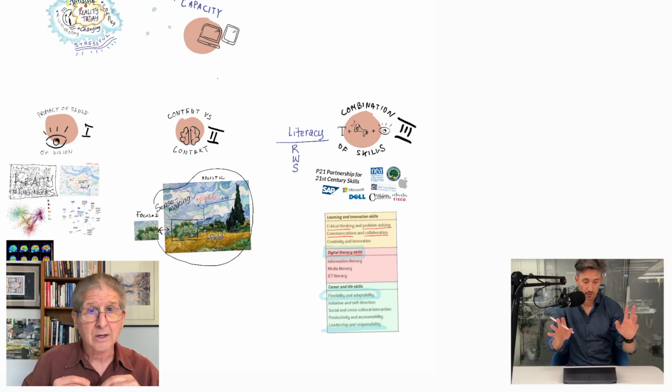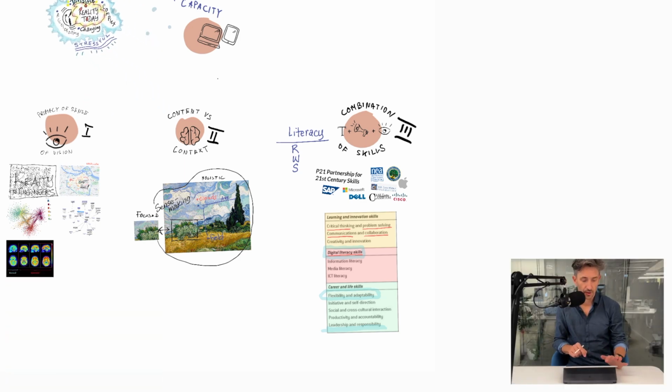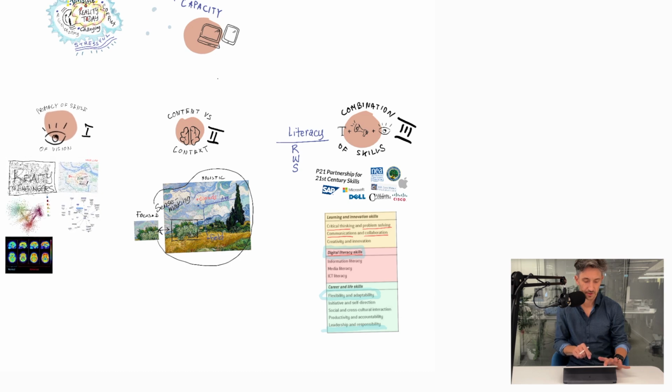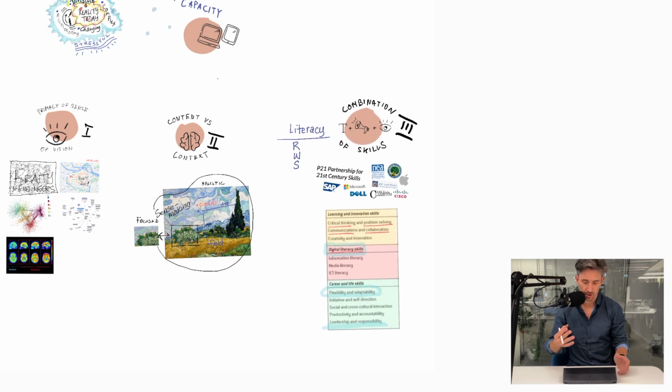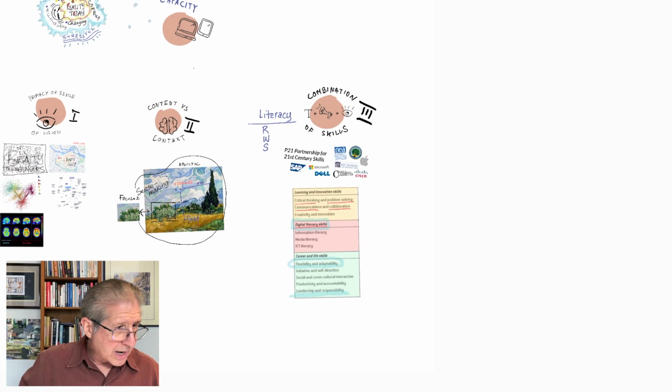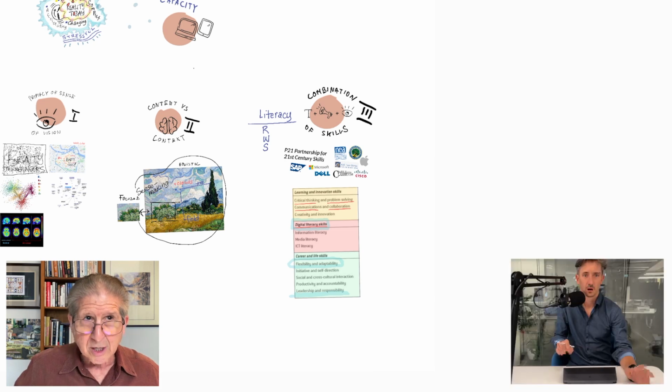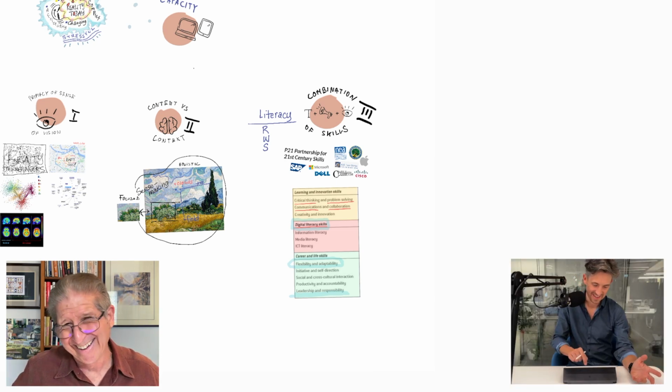Great. So we have so far three core elements of DVL: primacy of the sense of vision, content and context, which are two ways of thinking, and a combination of skills as a form of hybrid literacy. What's next, David? I think we keep talking about technology. We keep using it all the time.